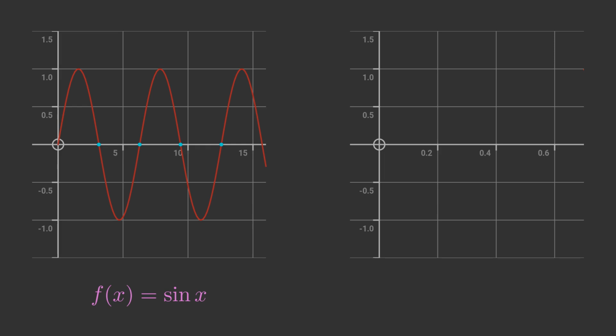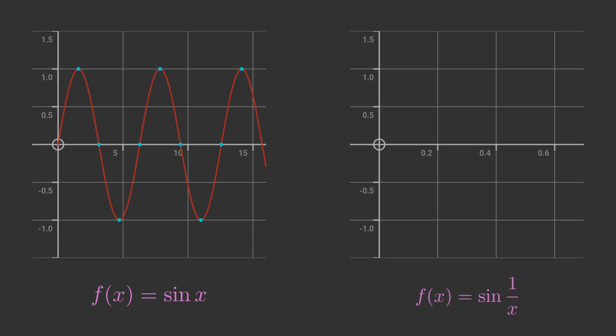The function has a maximum or minimum whenever x is an odd multiple of pi over 2. For example, there is a maximum at pi over 2, 5 pi over 2, 9 pi over 2, etc. It has minima at 3 pi over 2, 7 pi over 2, and so on.